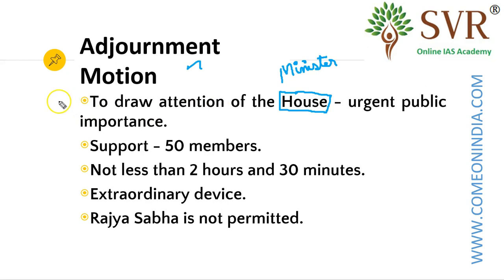Here, the members move the motion to draw the attention of the House of Parliament regarding any matters of urgent public importance. Also, for moving the adjournment motion, it requires a minimum of 50 members' support in the House of Parliament. Such an adjournment motion has to be in the House for a minimum of 2 hours and 30 minutes. Since it disturbs the entire working process of the House of Parliament, it is known as an extraordinary device in parliamentary proceedings. This adjournment motion has an element of censure to the government. That is, the adjournment motion shows disapproval of the government.